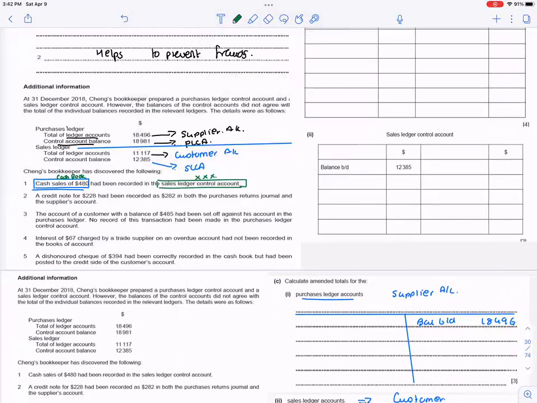I will record it on the credit side. What will I write? Cash sales. Cash sales error, I am reversing. Is it compulsory to write error? No.